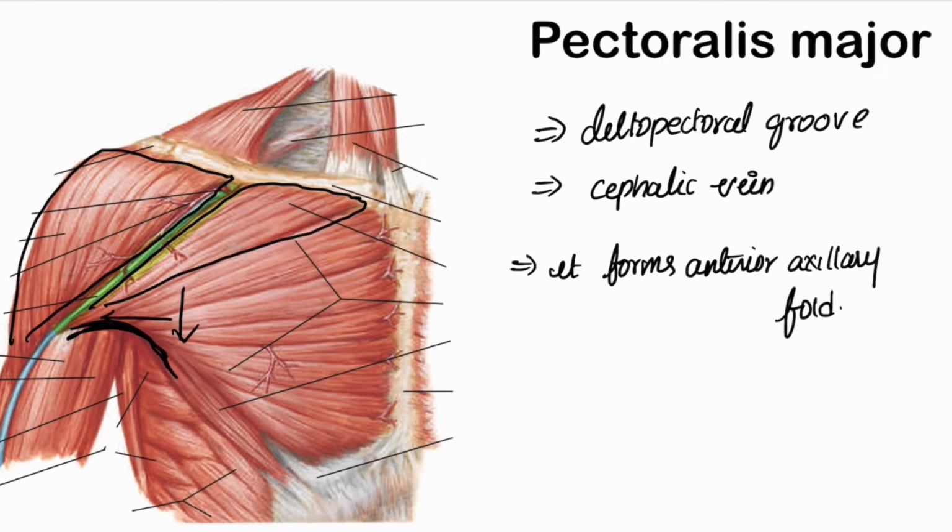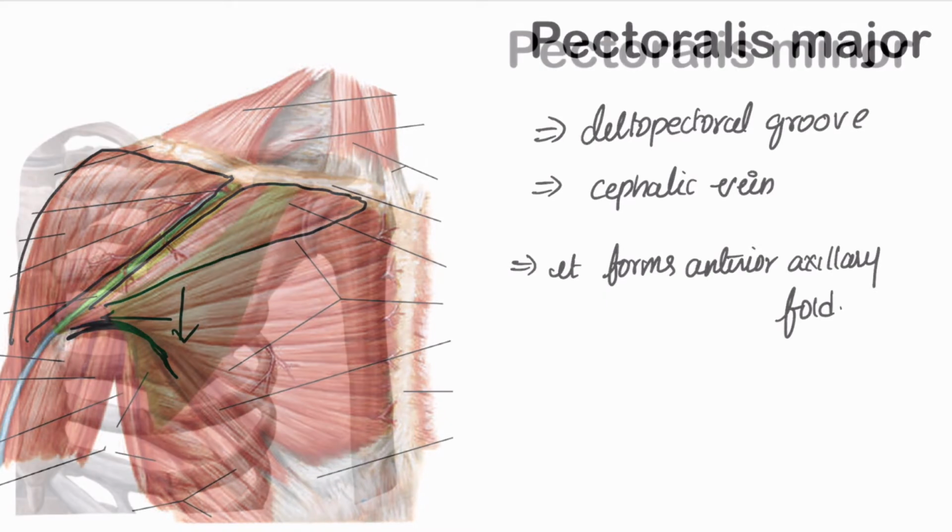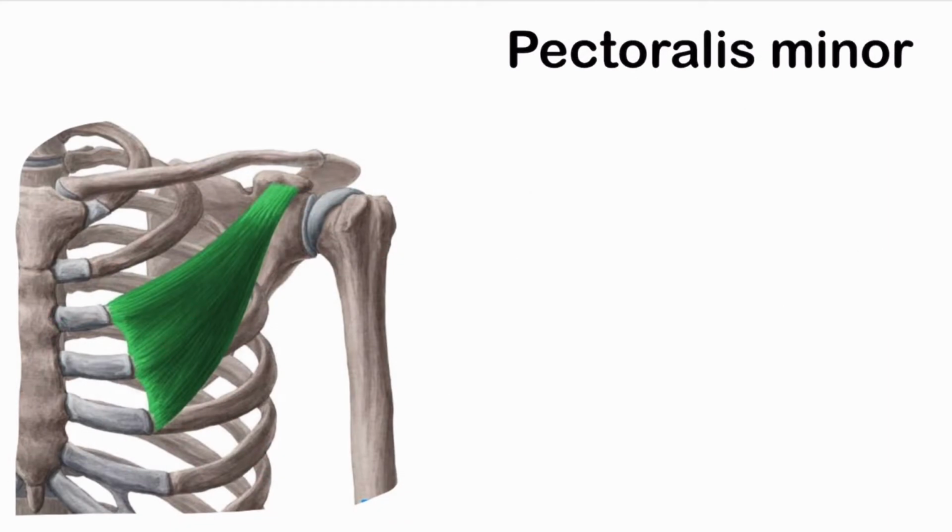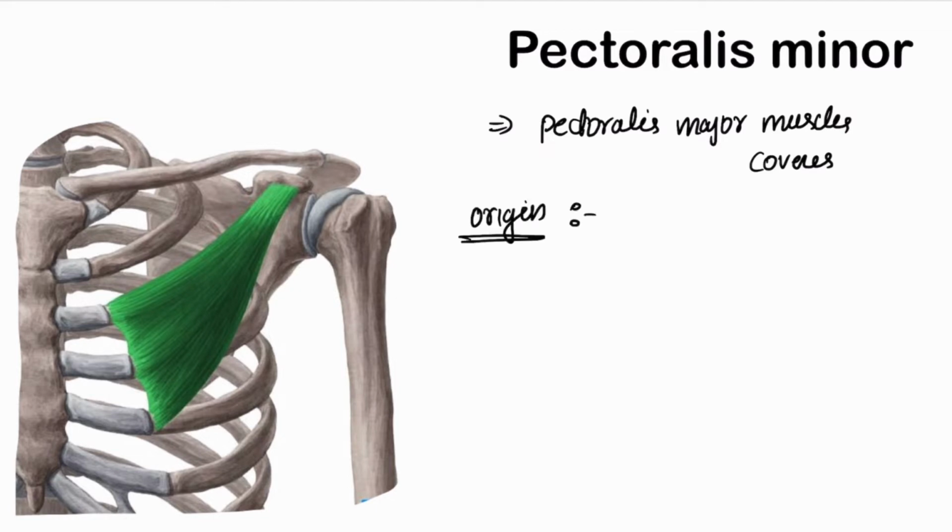Now let us look at the pectoralis minor muscle. This is the pectoralis minor muscle. This pectoralis minor muscle is covered by the pectoralis major muscle. Now let us look at the origin and insertion of the pectoralis minor muscle. Origin of this muscle is the anterior surface of the third to fifth ribs. This is the third rib, this is the fourth rib, this is the fifth rib. On these three ribs, this muscle originates.